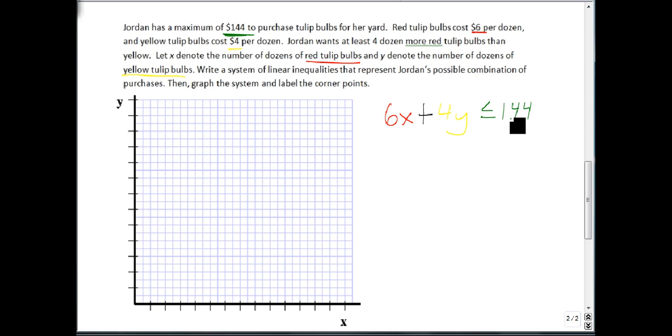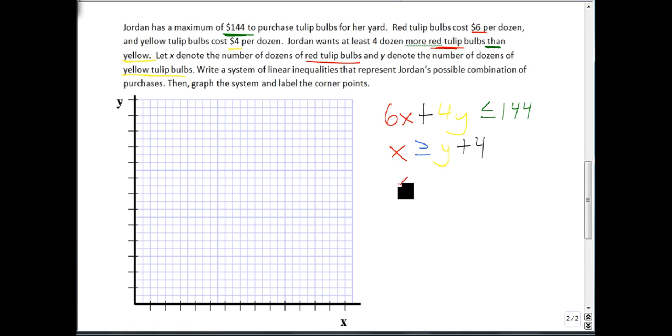Well, we also know that we want 4 dozen more red than yellow. And so that means our x needs to be greater than or equal to our yellow plus 4. So if we get 1 yellow, we need to get at least 5 red. If we get 7 yellow, we need to get at least 11 red. And so those are 2 of our inequalities.